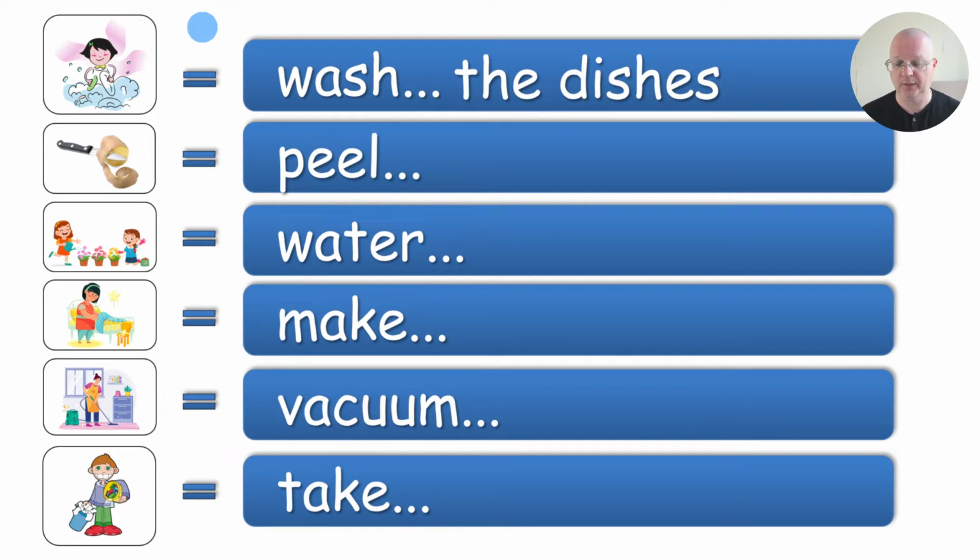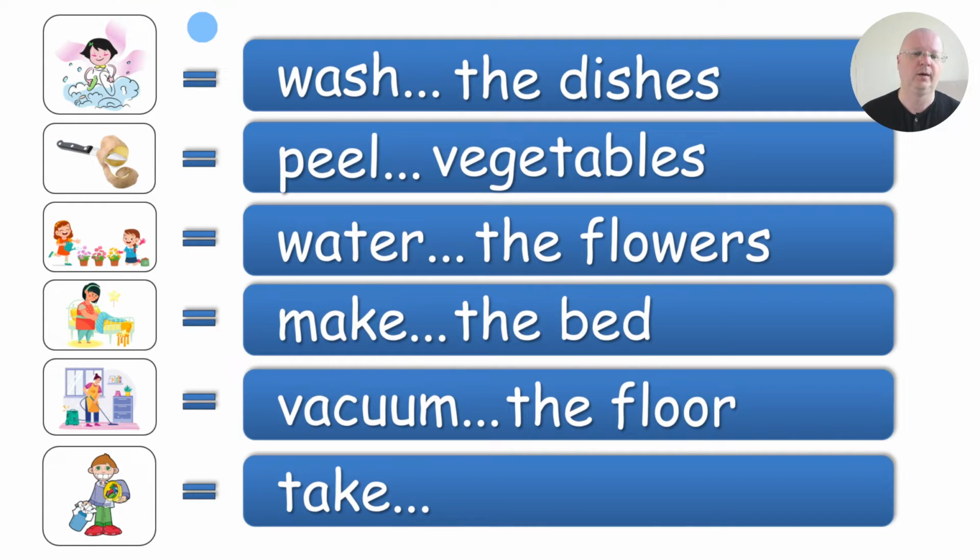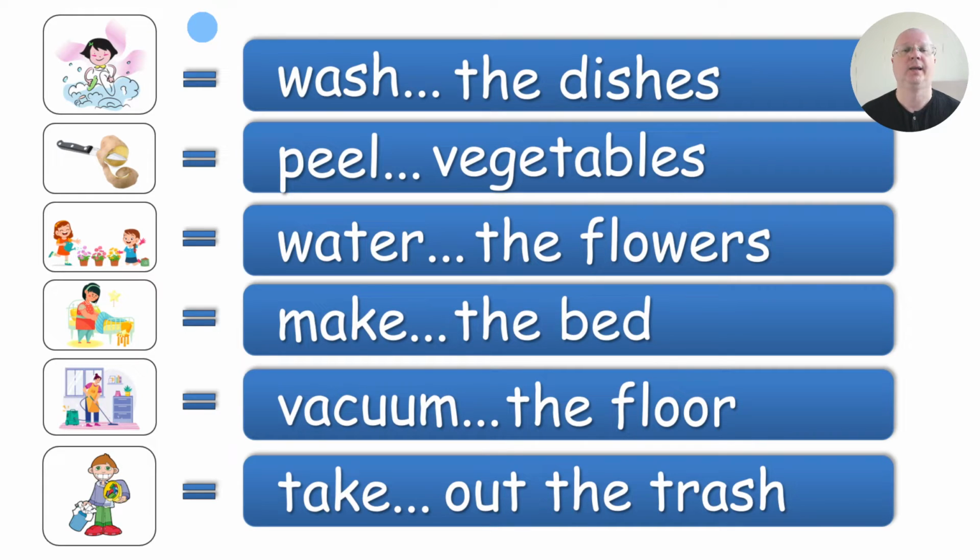You don't need to display the word, but see if they can do that. If they can do that, that's perfect. But if you see they struggle with the second part of the phrase, then you display the second part of the phrase. Peel vegetables. So again, water the flowers, make the bed, vacuum the floor, take out the trash. And yeah, you do it this way. It's simple but very effective.